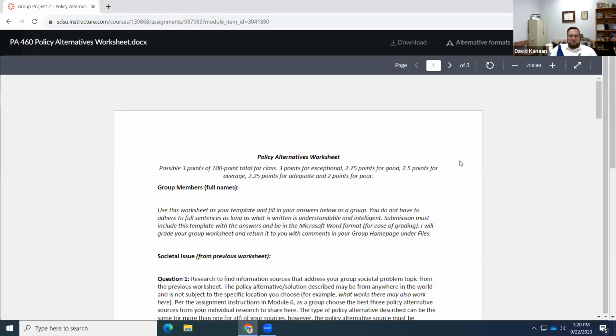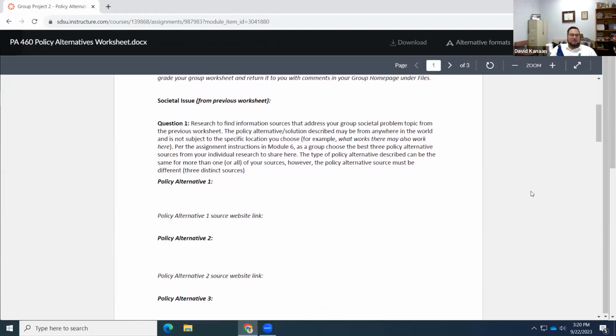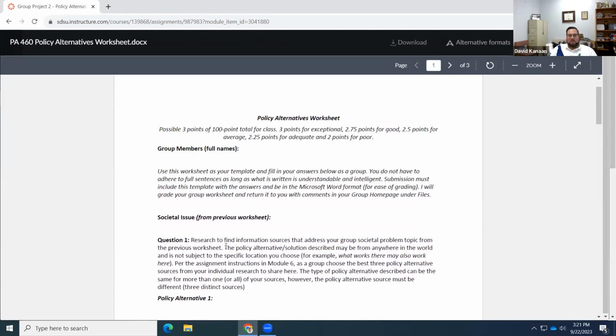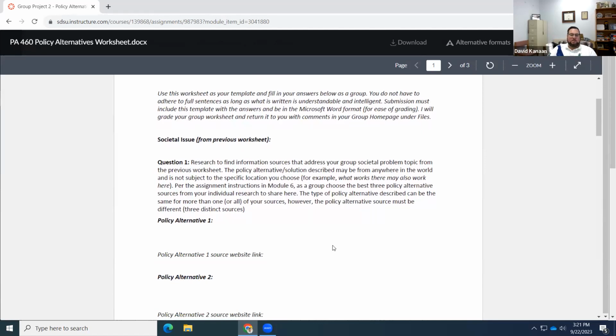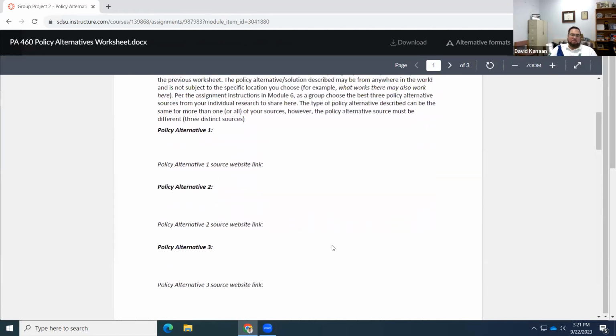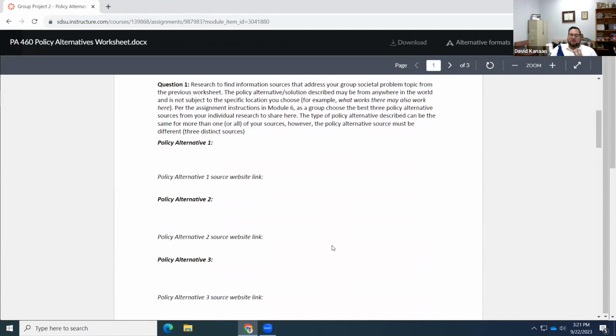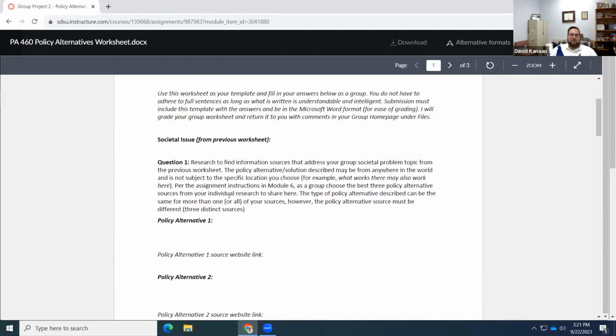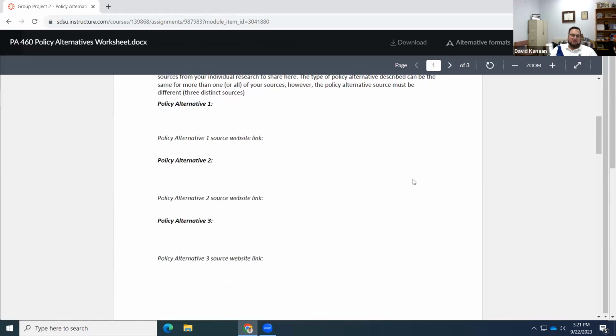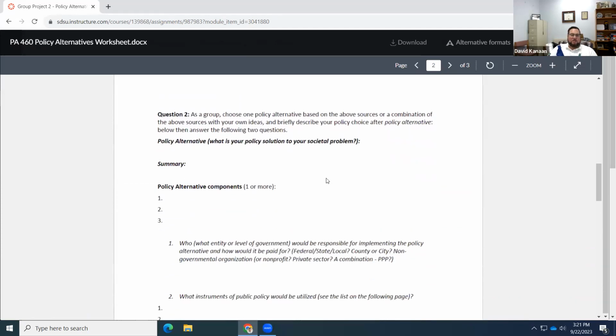So here's the worksheet. And then you have, like before, a question. This week's a little bit different. You're going to be looking for at least 3. In this case, just give me 3 policy alternatives and then the source. But if you have 4 people in your group, or you'd like to have 5 or 6, that's fine. You can have as many as you'd like, but just report 3. And I'll show you the example in just a second.